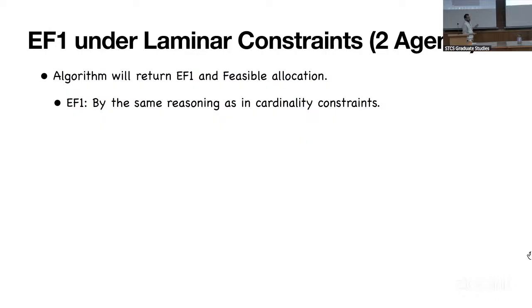Why is this allocation EF1? Because of the same reason that we have for the cardinality constraints. We are doing nothing but round robin continuously, and in between two round robins, we are doing the envy cycle elimination. So it will be EF1.